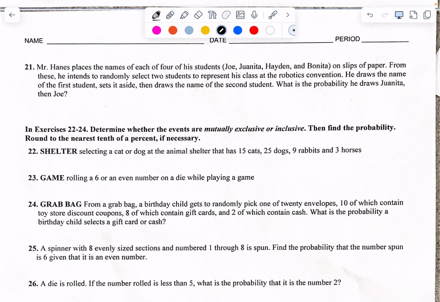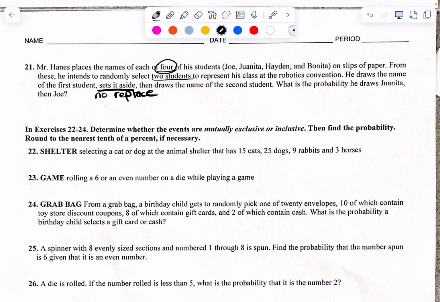All right. Next page. 21. Here we go. Mr. Haynes places the names of each of his 4 students, circle that, on slips of paper. From these, he intends to randomly select 2 students to represent his class at the robotics convention. He draws the name of the first student, sets it aside. What does sets it aside mean? No replace. Sets it aside means no replace.